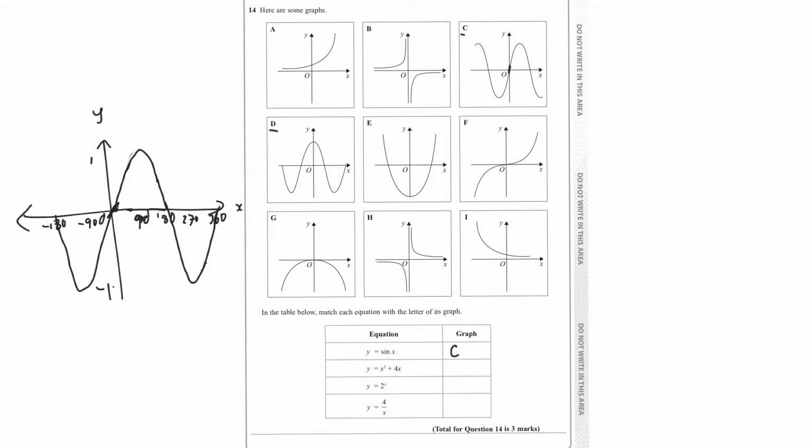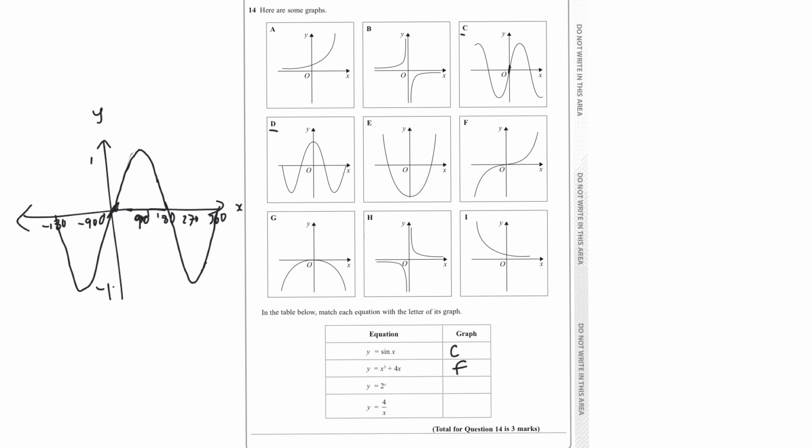And then the second one says y equals x cubed plus 4x. So we're looking for a cubic graph. Cubic graphs have three turning points. Correction, they have two turning points. So we're looking for a graph with two turning points. The one that looks like it has two turning points would be F, because it turns here and it turns here. So it turns once, it turns twice. That's the shape of a cubic graph. So that would be F.